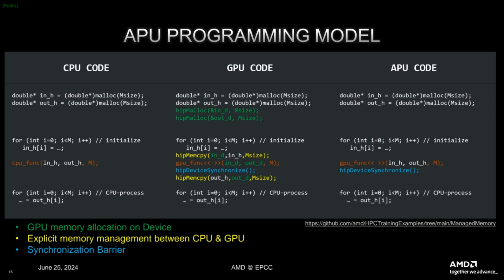Okay, so let's just show what this means to the programmer. When they're writing their normal CPU code, this is a very simplified example of CPU code where you allocate the memory. So you're allocating an array to pass in, an array to come out. You're going to operate on it, and then you're going to call a function that's written for the CPU. And then you continue working on the CPU.